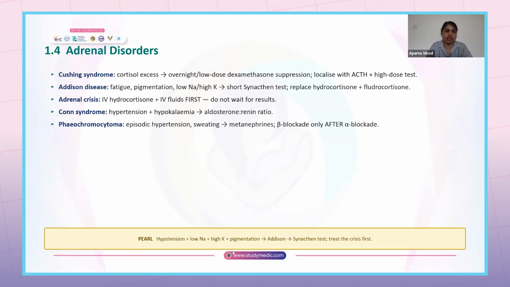Now, another disease that you should be familiar with is pheochromocytoma. It will be a typical history. Patient presenting with episodic hypertension, episodic headache, sweating, weight loss. So the test will be urinary metanephrines. And remember, for controlling the hypertension in pheochromocytoma, you should offer alpha blockade first and then only beta blockade. Because if you give beta blockers, there will be unopposed alpha stimulation that will create a hypertensive crisis. So always alpha blockade and then beta blockade.